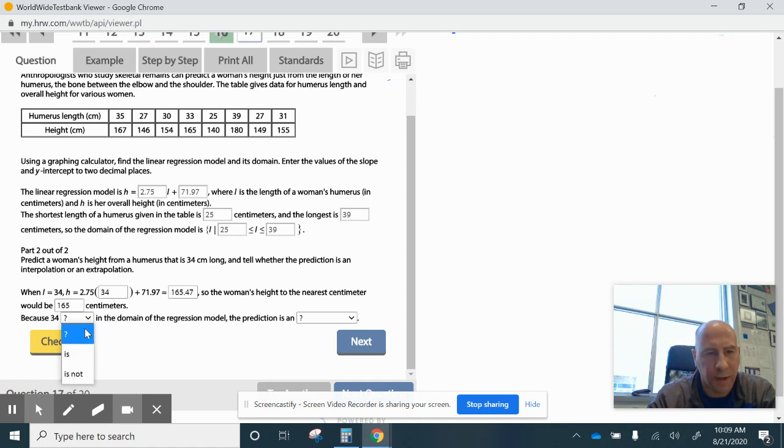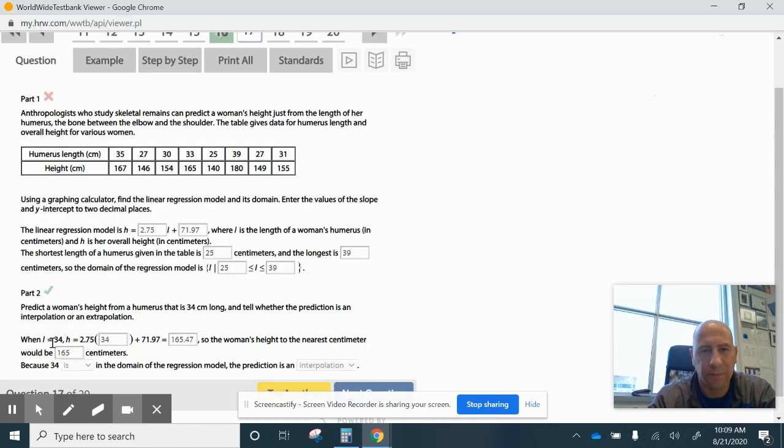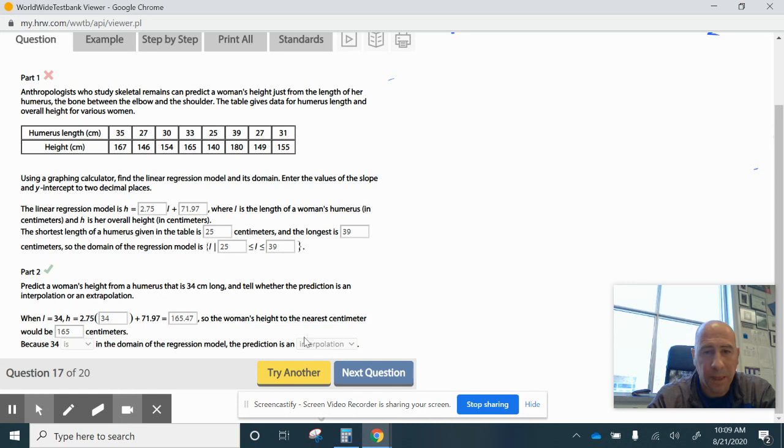34 is in the domain. The prediction is in, and I honestly don't know what interpolation or extrapolation is, but I'm going to pick one and we'll check. Part 2 is correct. Interesting. So it isn't an interpolation. I recommend Googling that in an online dictionary, looking that up, and I'll do the same.